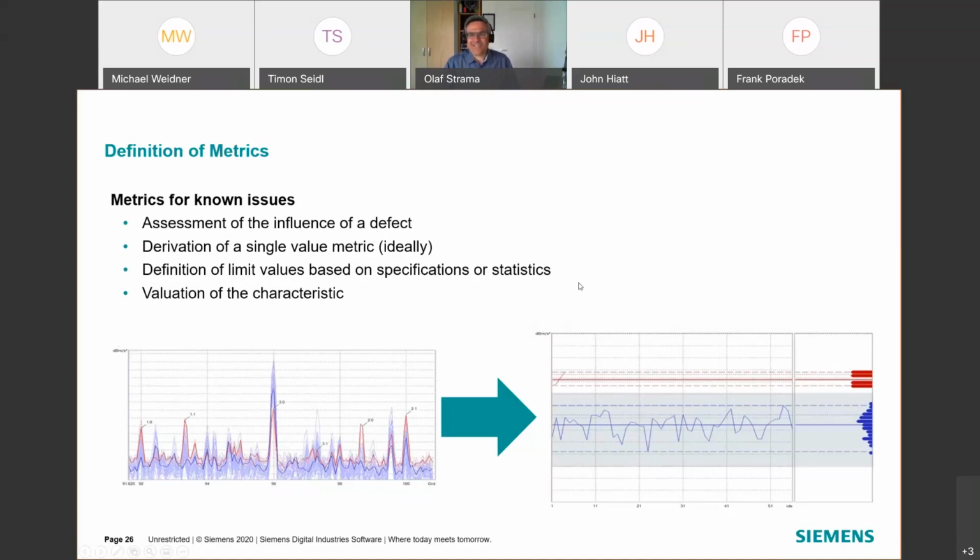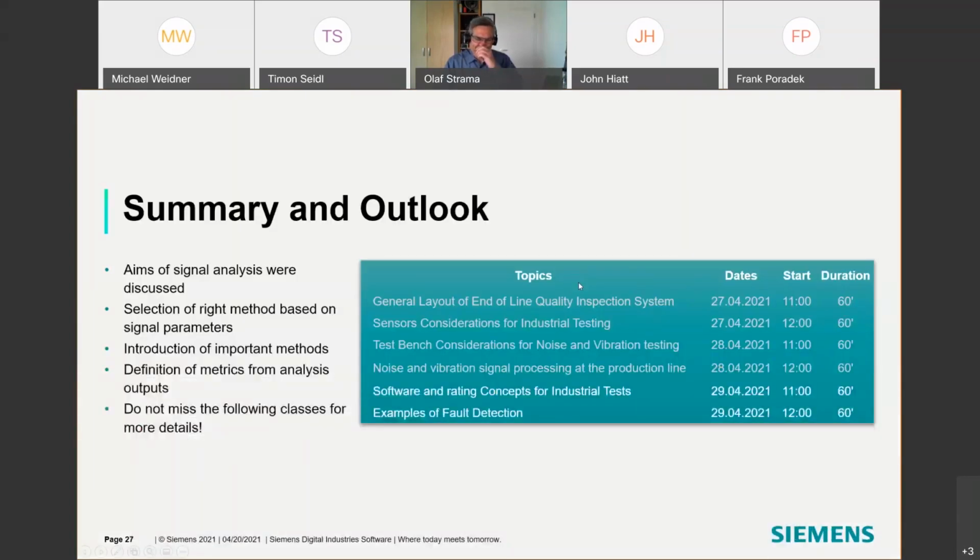Yes, that's what I wanted to tell you up to now. Tomorrow we go one step further. Then we really extract metrics and rate them at the end-of-line test bench. There we have several concepts to detect known issues and issues that never occurred before. And this is something that I want to explain to you tomorrow.